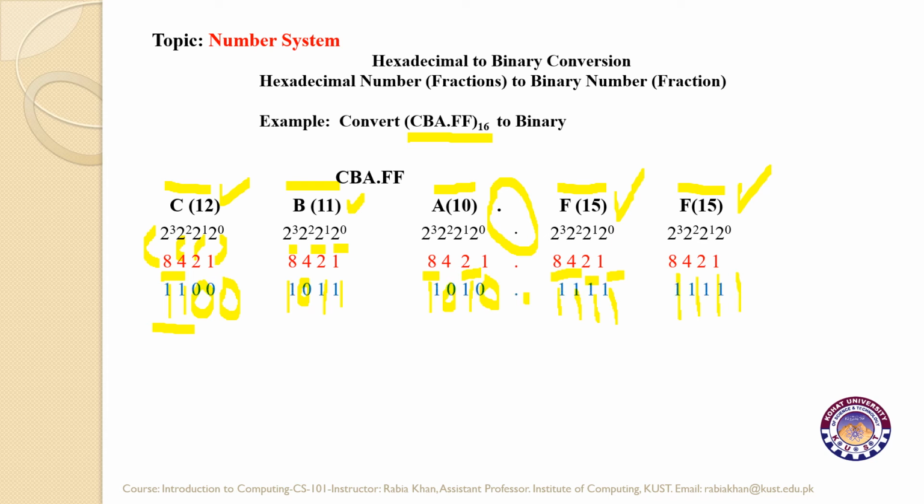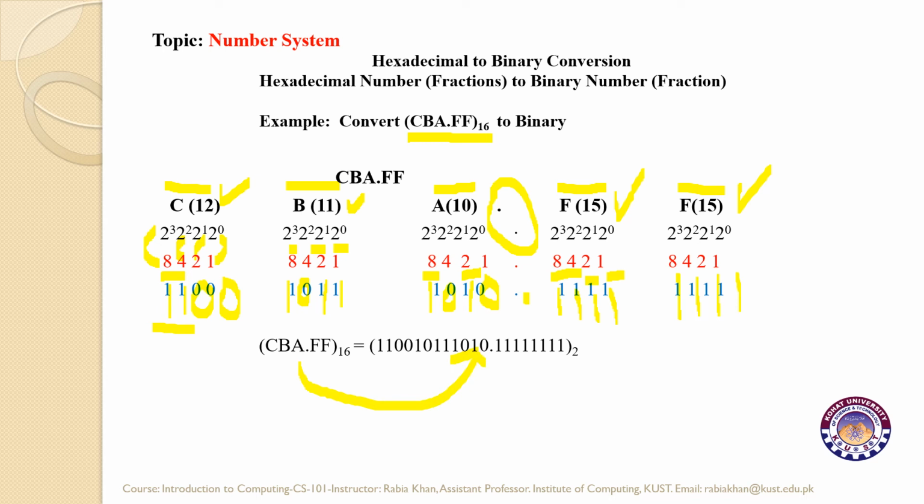Here you can see the generated sequence for each individual digit in the given hexadecimal number. Both the integer part and the fractional part have been converted. Now we have to merge the answer. The given hexadecimal number is CBA.FF and it has been converted to this.